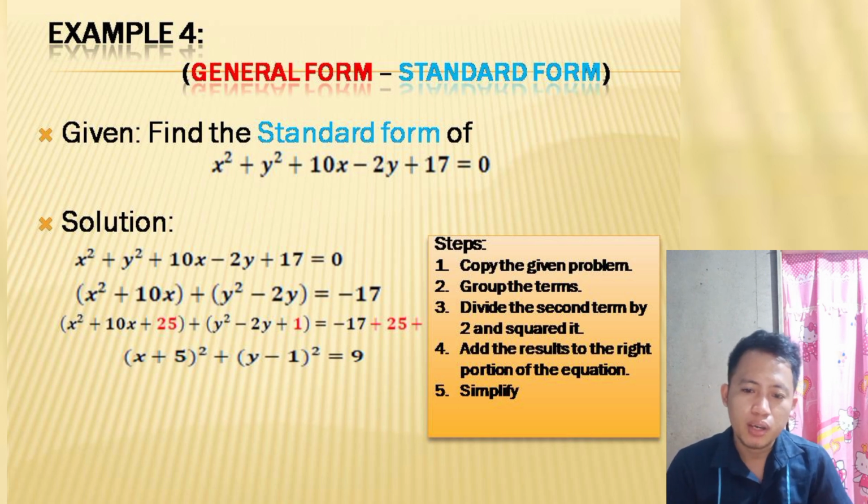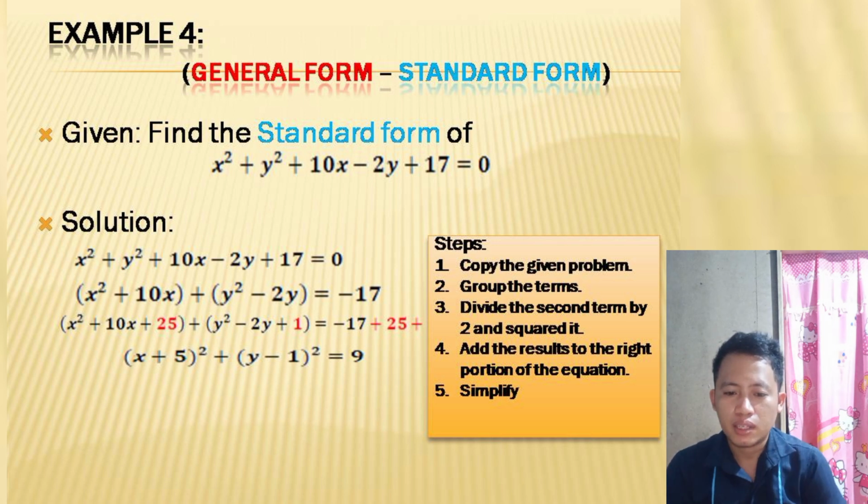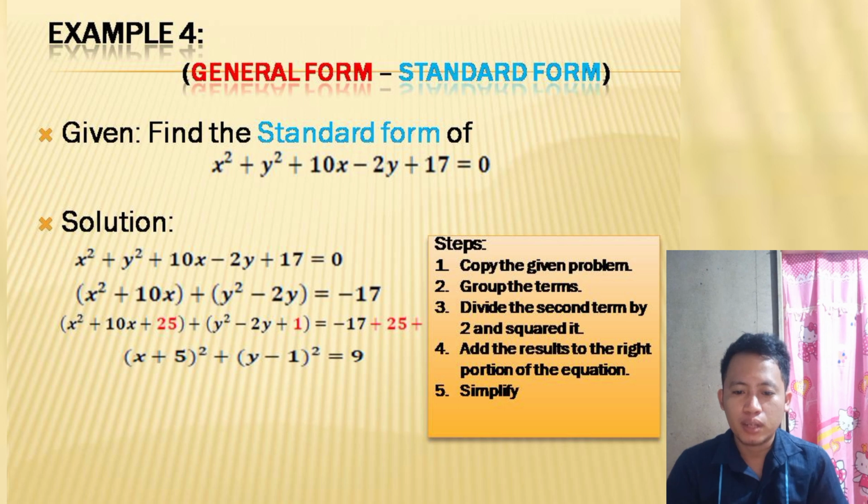Since our given problem, we have x squared plus y squared plus 10x minus 2y plus 17 equals 0. So let's follow. Copy the given problem. So bring down lang yung sinabi ko kanina. Then afterwards, group the terms. So we'll group according to the variables. So unahin natin ang variable x. So saan dyan ang merong variable x? So we have x squared. Saan pa? We have plus 10x. Then open and close parentheses. Understood? In order to group the variables or terms.